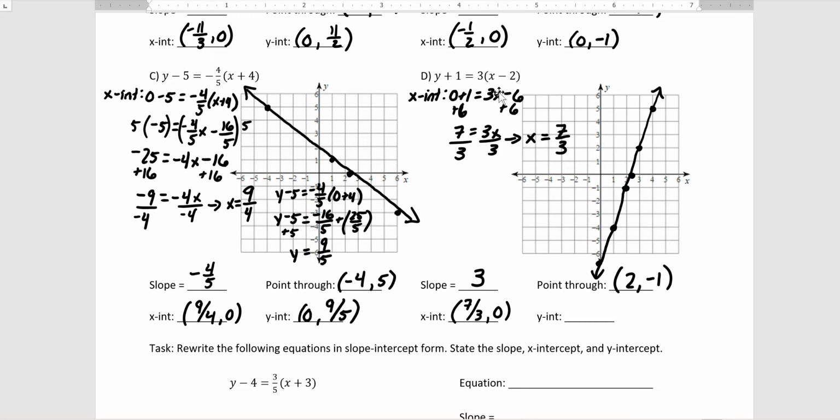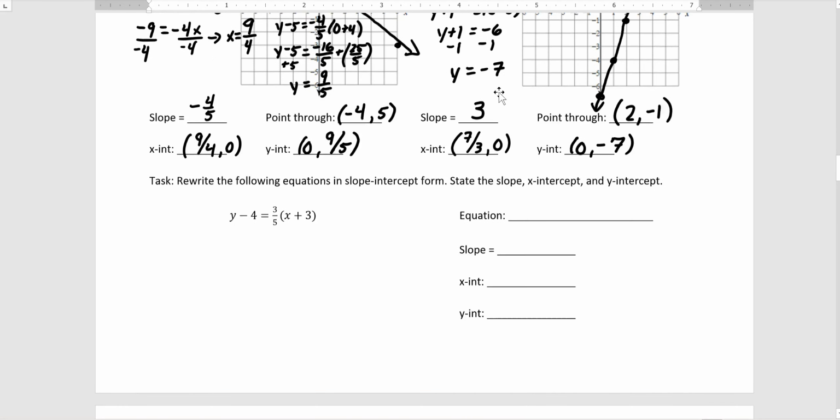To find my y-intercept, I simply set x equal to 0, so y plus 1 equals 3 times 0 minus 2. 0 minus 2 is negative 2. 3 times negative 2 is negative 6. And to get y all by itself, I'll subtract 1. So y is negative 7. 0, comma, negative 7. There we go. And if this graph was a little longer, I think I would see that that point does, in fact, go through 0, comma, negative 7.